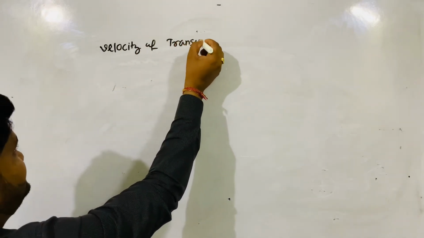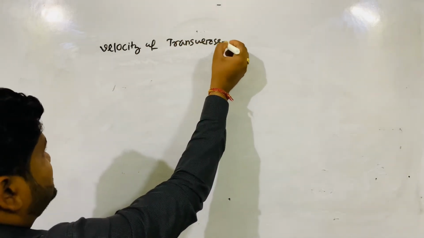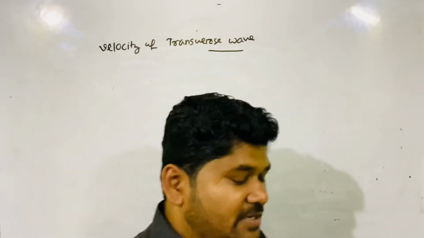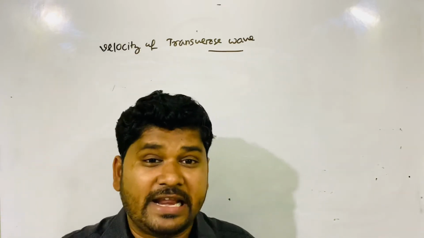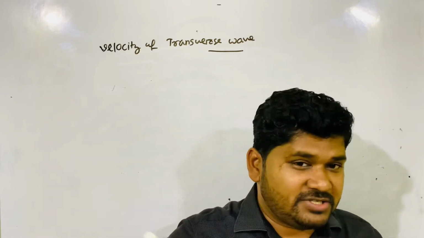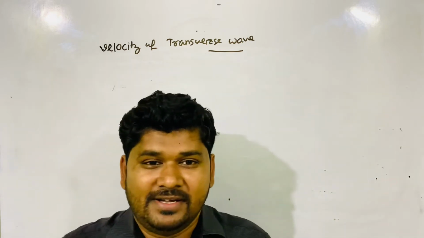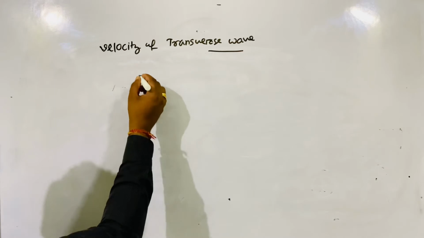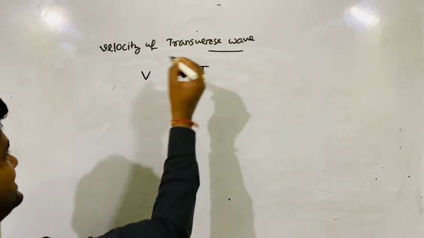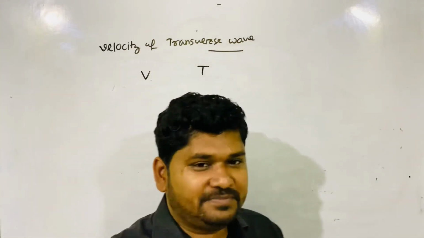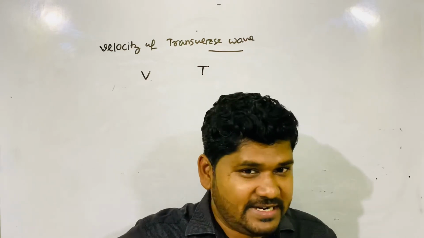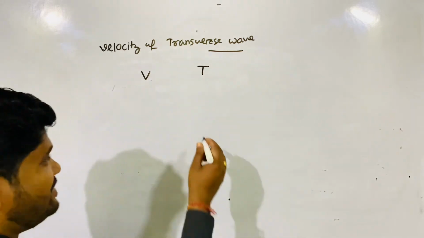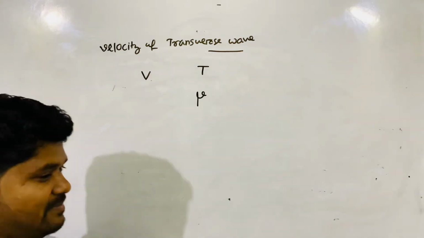Velocity of transverse wave in a stretched string. When the string is stretched, this velocity depends on 2 factors. One is tension along the string. When you tighten it, then tension comes into action. Then mass per unit length, remember. It also depends on mass per unit length.